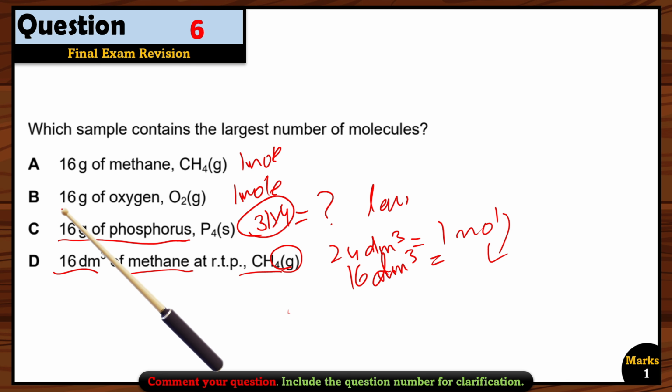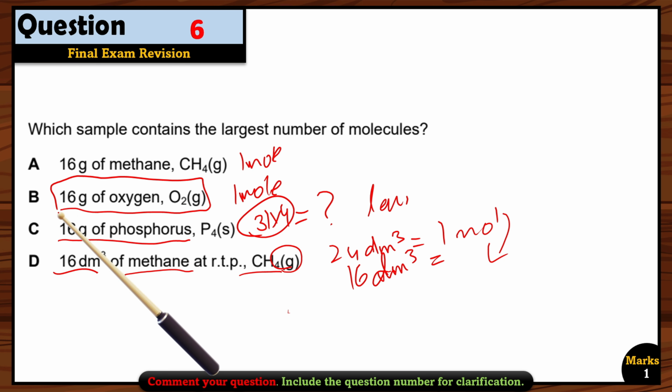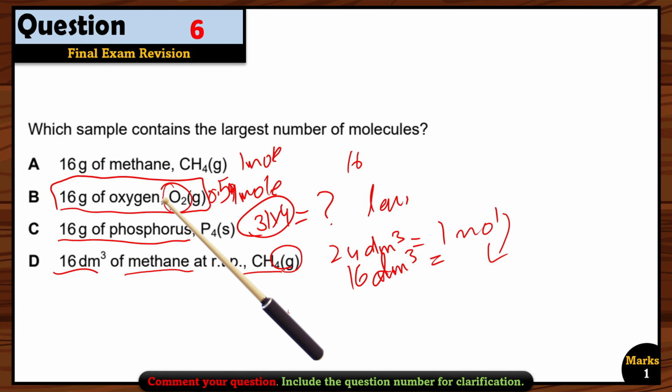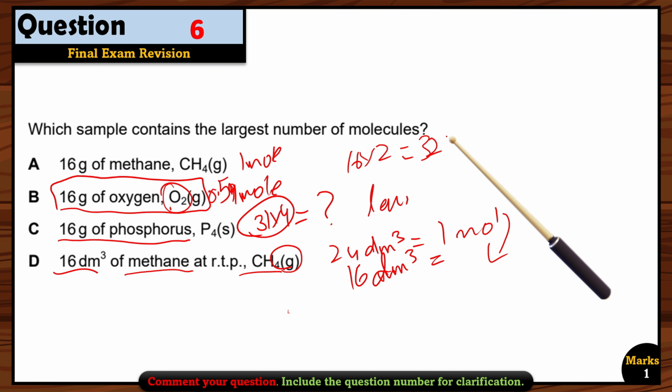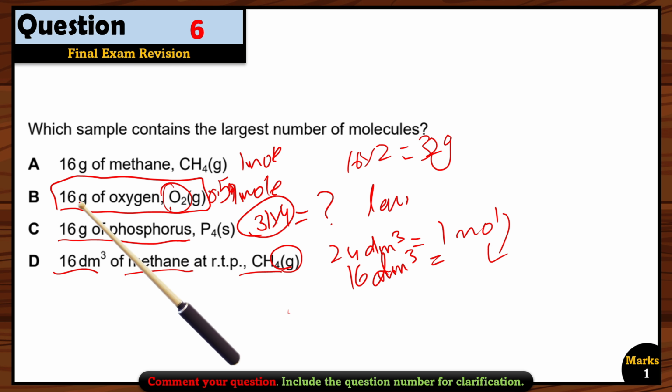But okay, sorry, I made a mistake in part B. If you see part B, 16 gram of oxygen is not 1 mole, it is actually 0.5 mole. Why? Because oxygen is 16, but actually we have 2 atoms. So it should be 16 into 2, it's 32. So 32 gram will give you 1 mole, but it is 16 grams, so it is actually 0.5 mole.